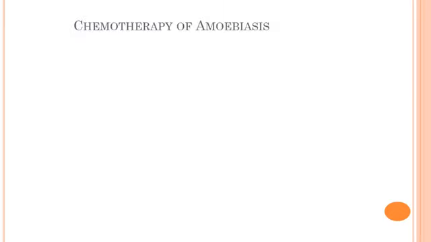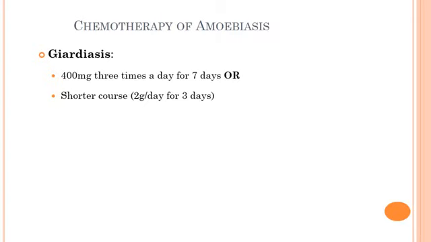Second use is giardiasis. It is highly effective in a dose of 400 mg TDS for 7 days. A shorter course of 3 days with 2 gram per day is equally effective.